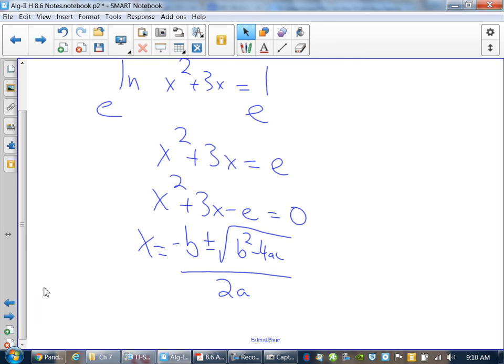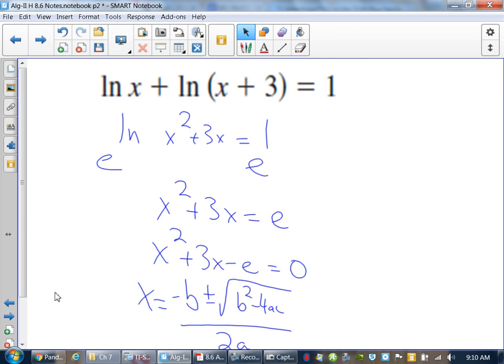Wait, Mr. Murphy? Yes, ma'am. Can you scroll up a little bit on this? How did you get the x squared plus 3x? Remember, natural log is log base e. So if you have log base e of x plus log base e of x plus 3, when you condense it, it's log base e of x times x plus 3. Instead of writing log base e, we just write natural log.